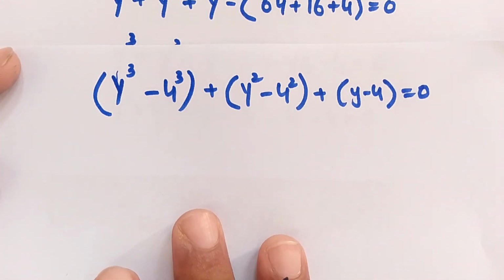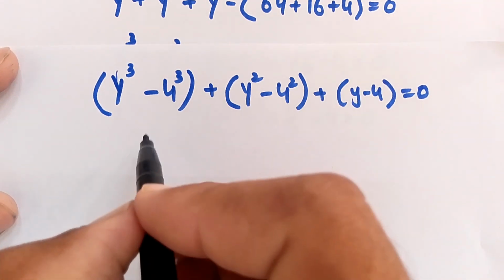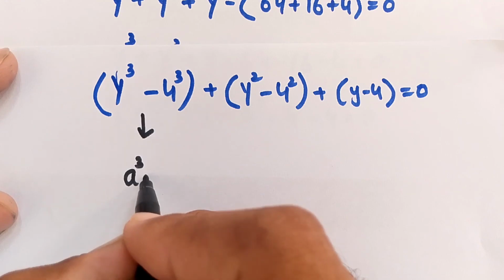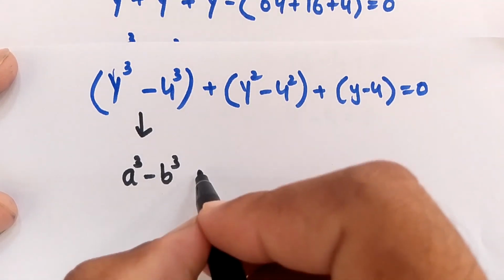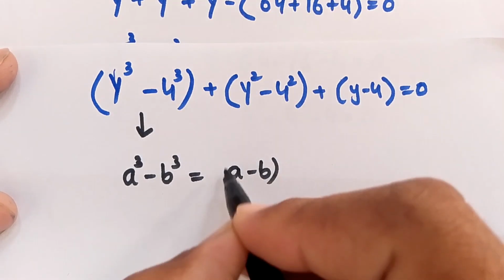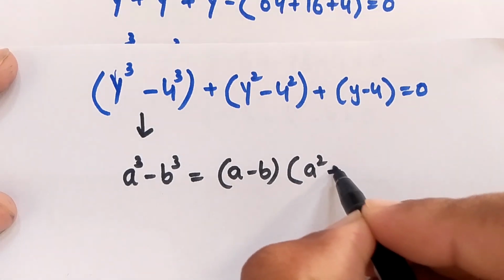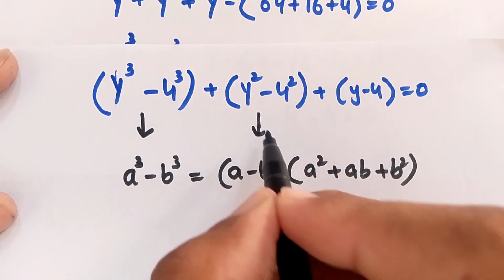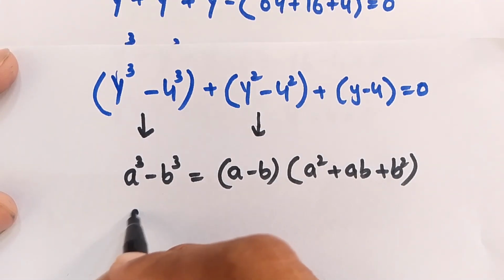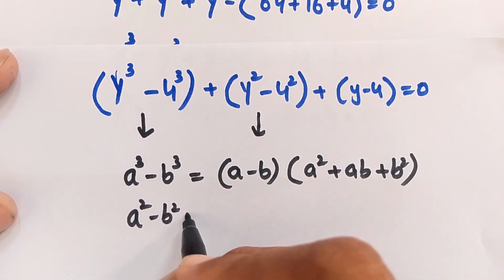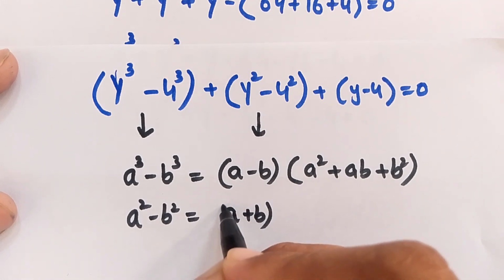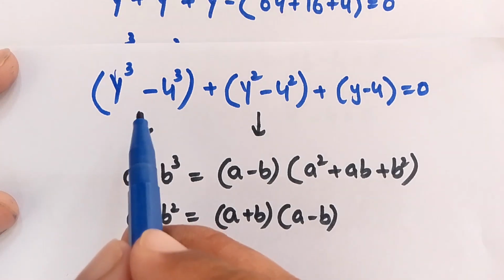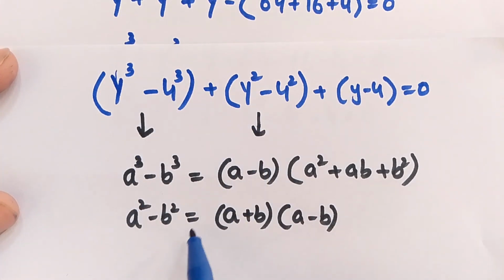Now to solve this interesting question, we have to use the cubic identity, which is a to the power of 3 minus b to the power of 3 is equal to a minus b times a square plus ab plus b square. And we have to use the identity a square minus b square, which is equal to a plus b times a minus b. So here we have to use these two identities.